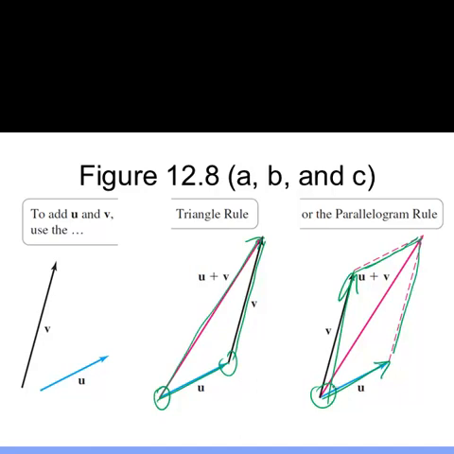And then the vector that goes from where the two tails met out to the opposite corner of the parallelogram, then that vector is u plus v, which is equivalent to the triangle rule. So you could use the triangle rule or the parallelogram rule. The triangle rule and the parallelogram rule are equivalent in geometrically adding two vectors.